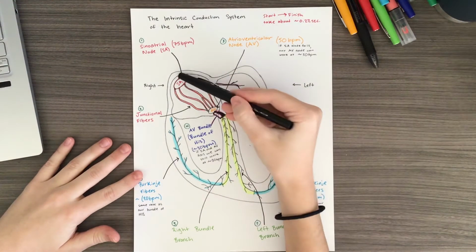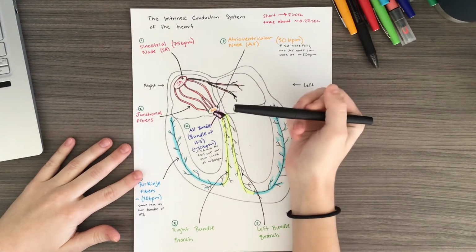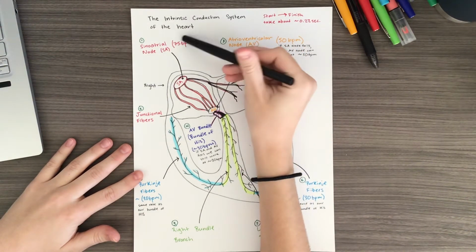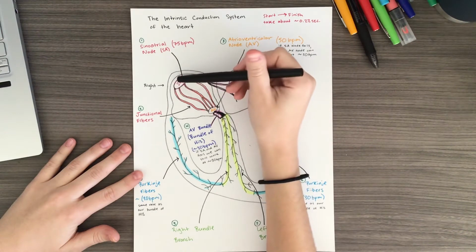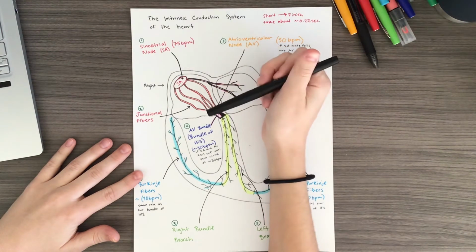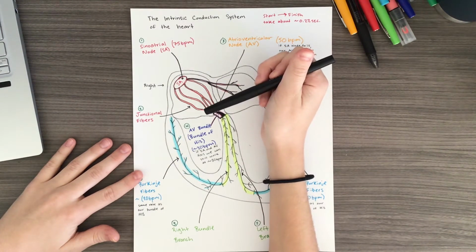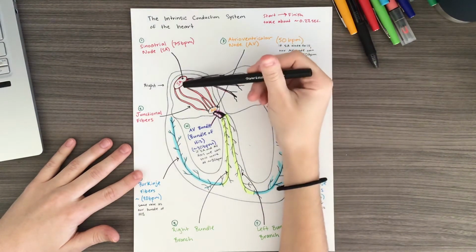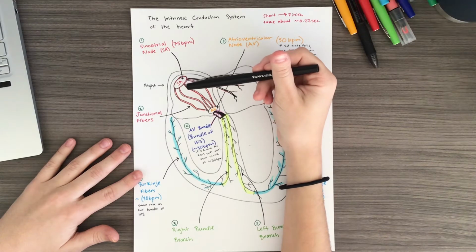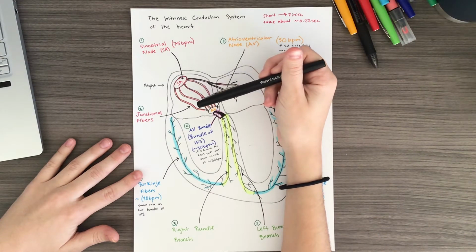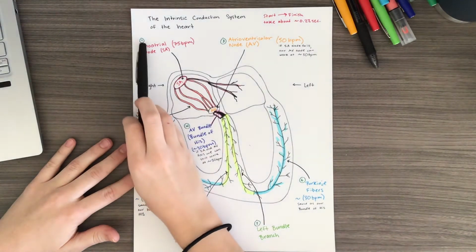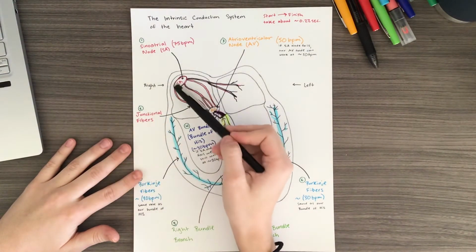So this is the SA node right here, and that is going to produce about 75 beats per minute. So just the SA node alone is about 75 beats per minute. This is the quote-unquote pacemaker of the heart, and it sits in the right atrial wall. And then that's our step one. So I labeled that up here. We start at our SA node always.